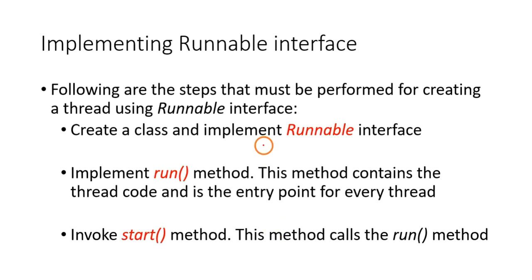Now what are the steps in creating threads using the Runnable interface? First create a class, using any class name, and then you implement the Runnable interface. For this we will use the keyword implements. You will see in the demo. After that you will write the run method. So you have to create a method called run.